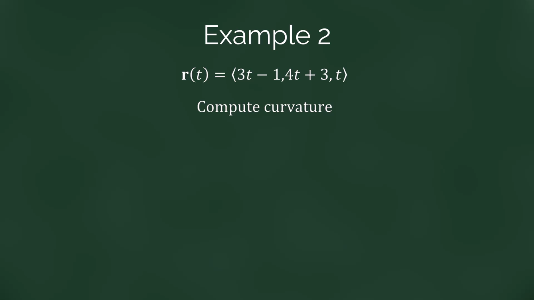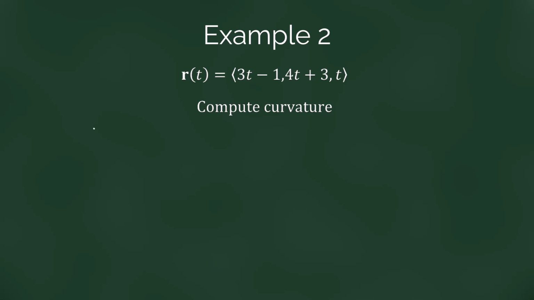All right, let's try another one. We have the curve r of t equals 3t minus 1, 4t plus 3t, and we want to compute its curvature. Now, if you can look at that and tell the answer, you're doing great. If not, that's okay. We're going to work it out and see what happens.